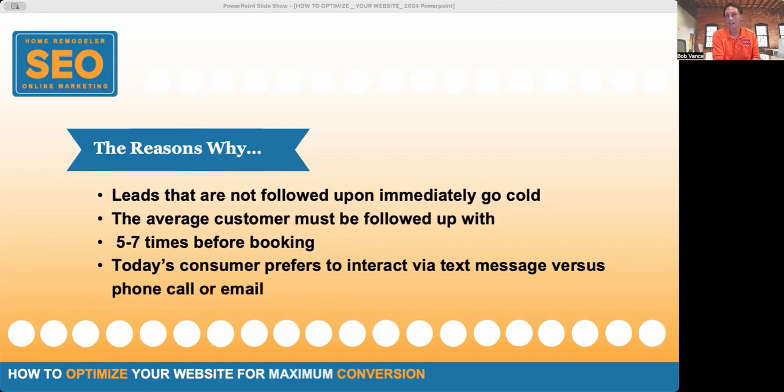People want to move on. They want to get this stuff scheduled. They want to get it on their calendar, and they just want to move on to whatever they got going the rest of their day.